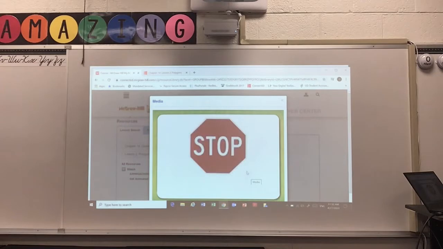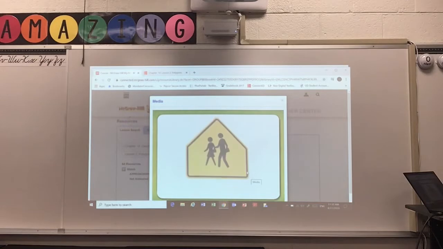Describe the polygon. There are 8 sides and 8 angles, so it is an octagon. Let's try another one. Describe this polygon. There are 5 sides and 5 angles, so it is a pentagon.